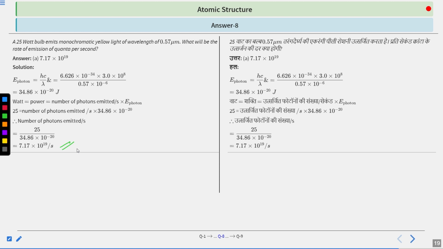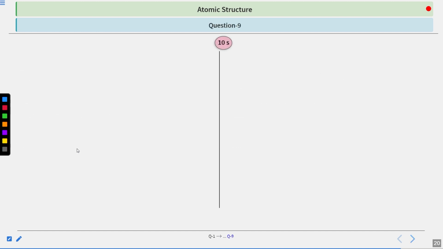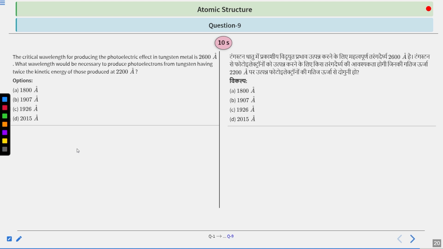Clear? Okay. Moving on to question number 9. Question number 9 says that the critical wavelength for producing the photoelectric effect in tungsten is 2600 angstrom. So this is your wavelength. What wavelength would be required to produce photoelectrons from tungsten having twice the kinetic energy of those produced at 2200 angstrom? Options are A, 1800 angstrom, option B, 1907 angstrom, option C, 1926 angstrom, and option D, 2015 angstrom.